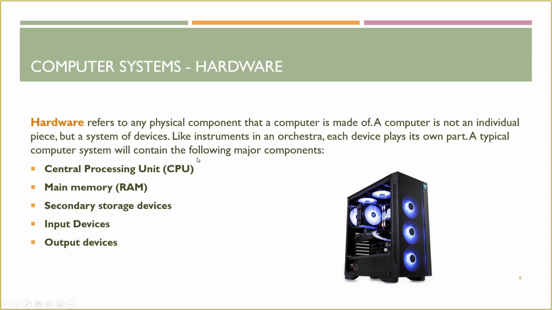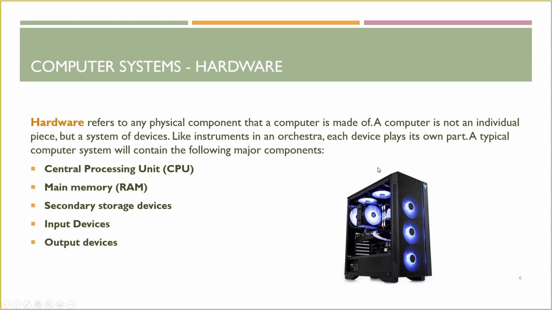Moving on just a little bit into some different parts of a computer. So we're going to talk about hardware, software, that kind of thing. Hardware, if you don't know, is just a physical component that a computer is made of. And when I say the word computer, it's not really an individual thing. It's a system of devices. So they all work together, like it says here.